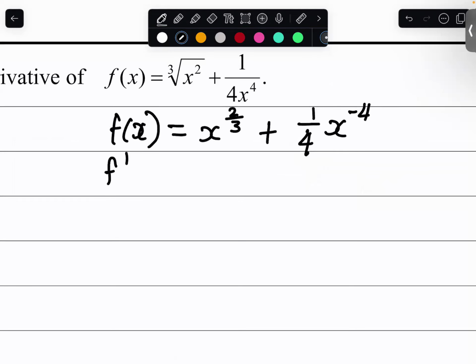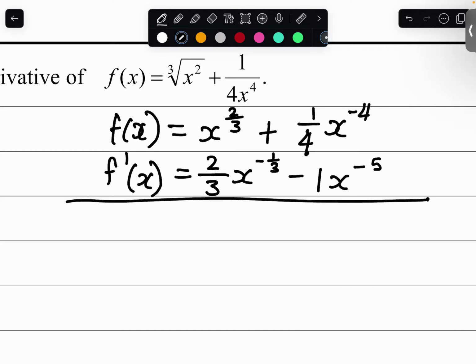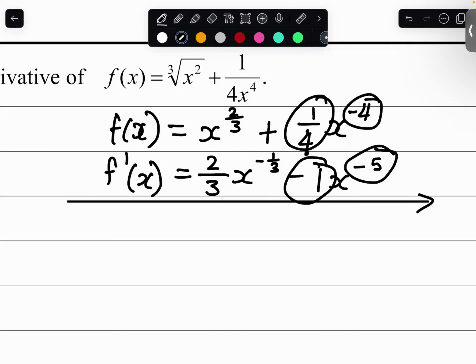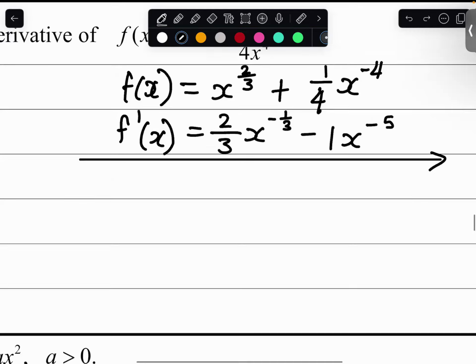You go f prime x, change the notation, find the derivative of everything in one step. So 2 over 3 times 1 gives you 2 over 3. X to the 2 over 3 minus 1 gives you minus 1 over 3. Then this one is minus 4 times 1 over 4, which gives you a minus 1. X to the minus 5. So remember, exponent times coefficient, and then subtract 1 from the exponent. And that's how you do that.